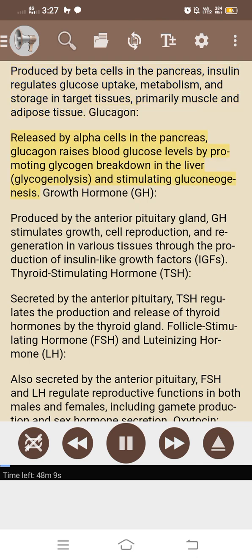Released by alpha cells in the pancreas, glucagon raises blood glucose levels by promoting glycogen breakdown in the liver (glycogenolysis) and stimulating gluconeogenesis. Growth hormone (GH).